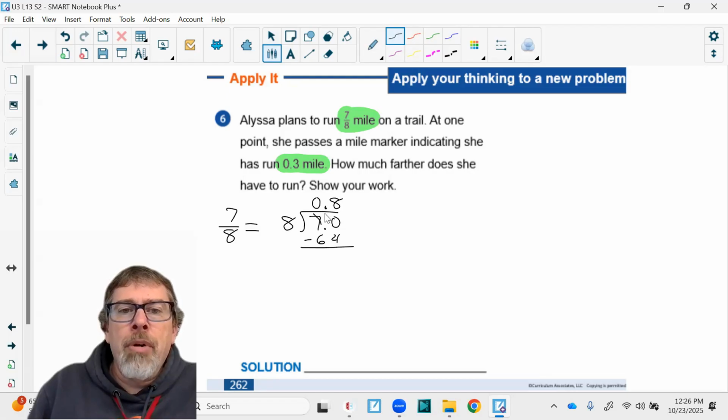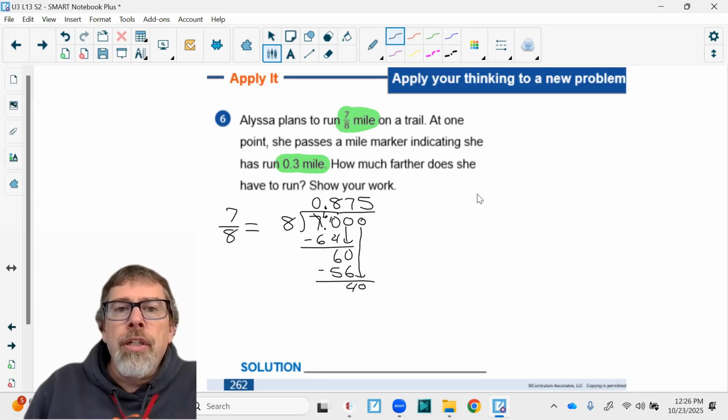When I subtract, I borrow from the 7 and get 10 minus 4, which is 6. Bring down the next 0. 7 times 8 is 56. Subtract, and I get 4. Bring down the 0, and 8 goes into 40 5 times. Okay. So she has to run 0.875 miles on a trail.